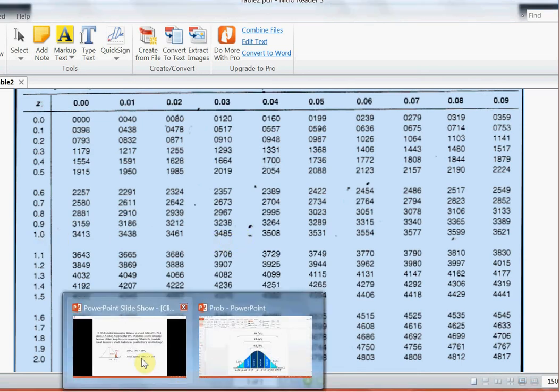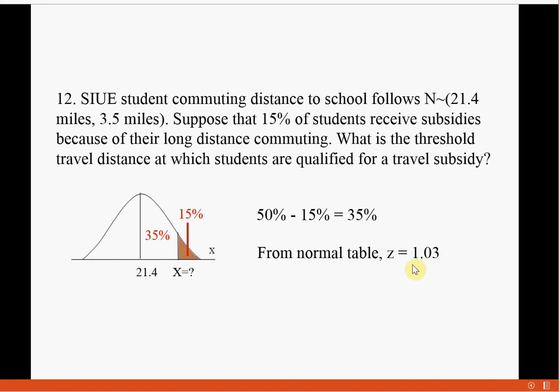Let's come back to the question. The corresponding z-score is 1.03, and I will bring this z-score into the calculation. Same formula: mean, standard deviation, and z-score. Now the z-score is positive because this value occurs to the right of the mean. Complete the calculation and you obtain the value 25.01, and this is what we needed.